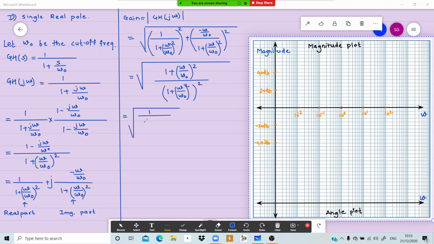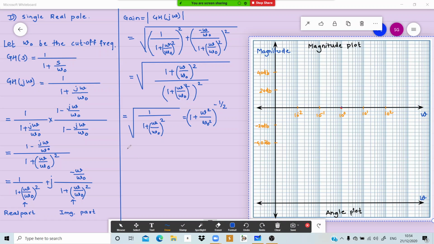So you are going to get (1 plus omega upon omega 0) bracket square. Correct. So this one bracket is getting cancelled out. In the denominator you got only this bracket. So very well I can write (1 plus omega square upon omega naught square) and the whole thing raised to minus half, because of the root sign. So I think the gain is clear.